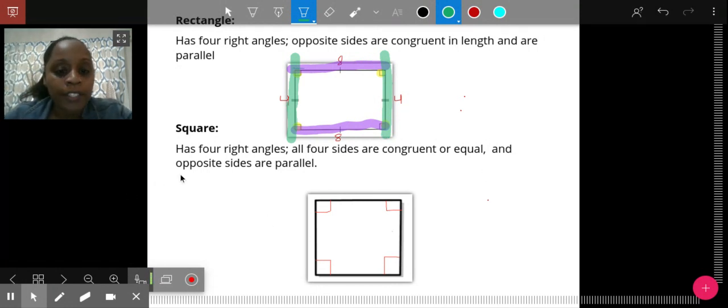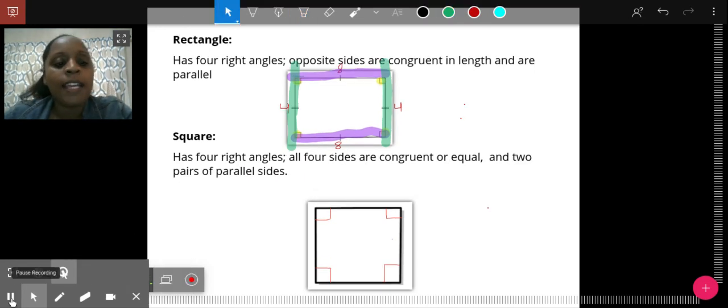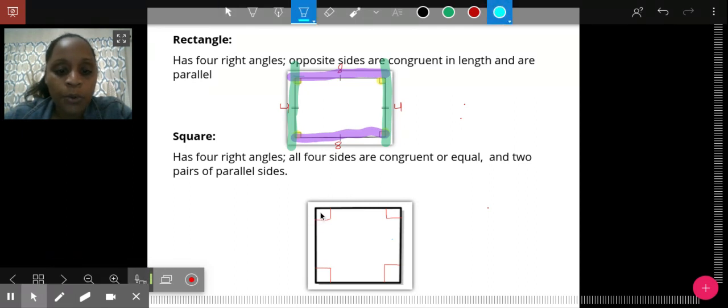Now, a square. Let's get into a square. In a square, it has 4 right angles. 4 right angles. So we'll look and see. If you notice here, the corners, you'll see that the corners are right angles. So it has 1, 2, 3, 4. It has 4 right angles, and all sides are equal. That's the difference between a square and a rectangle.